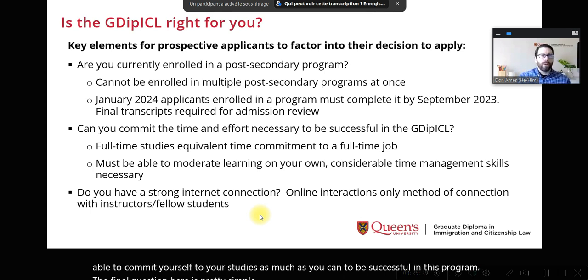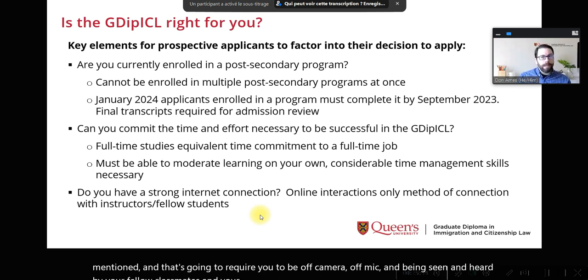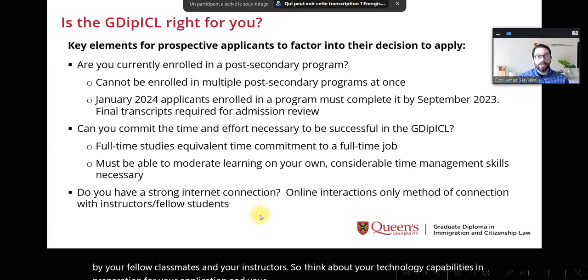The final question here is pretty simple. Because we're an online program, you need to understand what your internet connection is. There are online tutorials, as I've already mentioned, and that's going to require you to be on camera, on mic, and being seen and heard by your fellow classmates and your instructors. So think about your technology capabilities in preparation for your application and your prospective entry into the program.